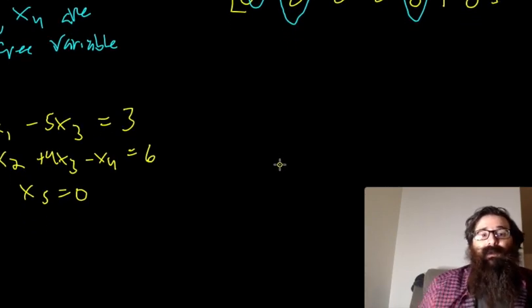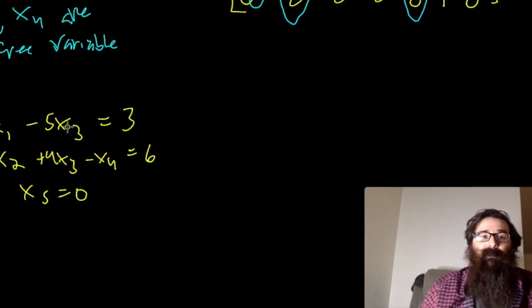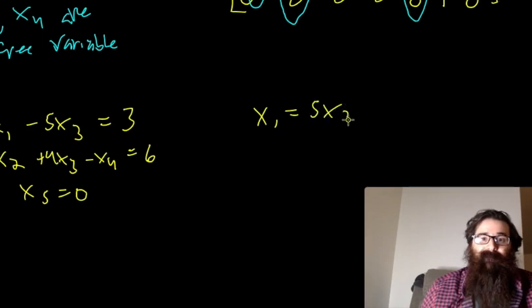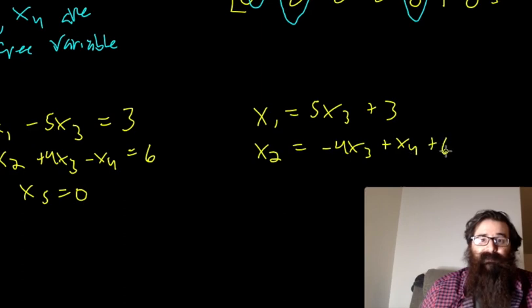What I want to do is solve for the basic variables in terms of the free variables. So I want to solve these for x1 and x2. I can do that in the first equation. I could say x1 is equal to, I want to add that over, 5x3 plus 3. x2 is equal to, so I have to subtract that over, we'll say negative 4x3 plus x4 plus 6.